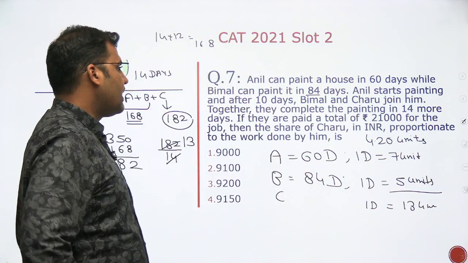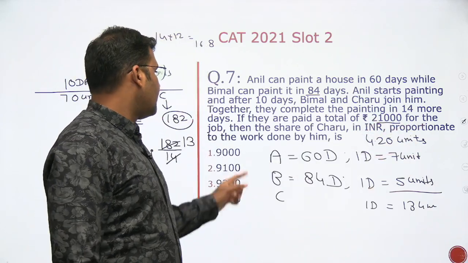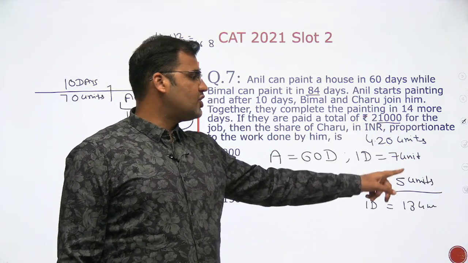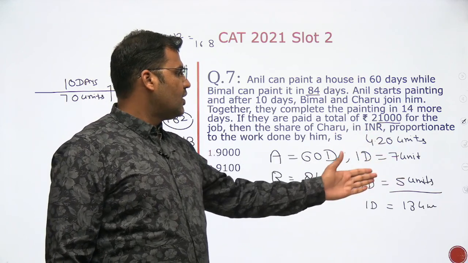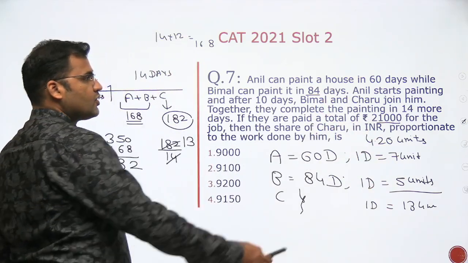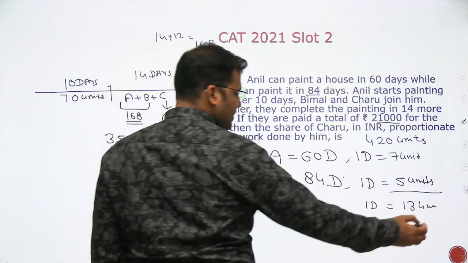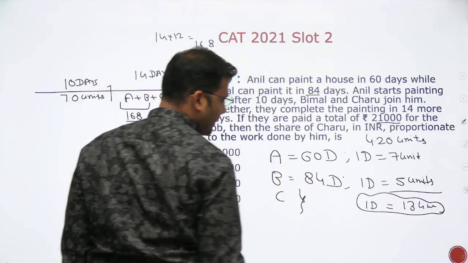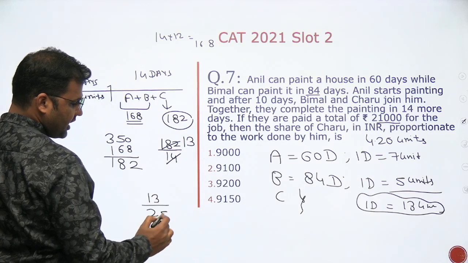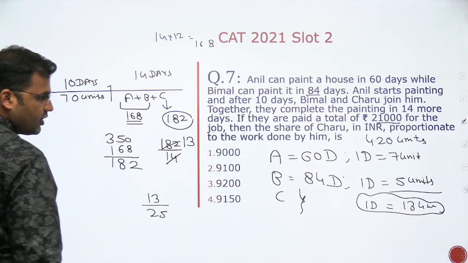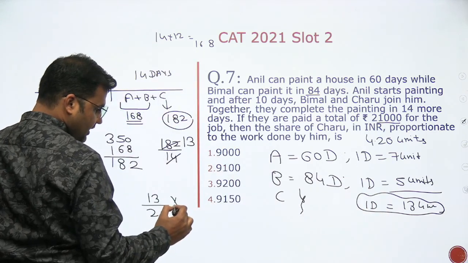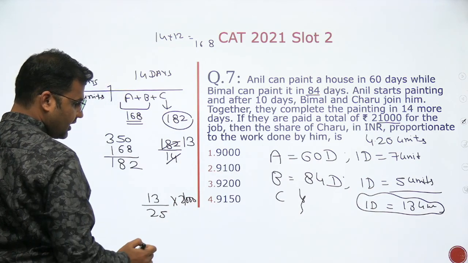Now you are supposed to find out, they paid a total of 21,000 rupees, then the share of Charu in proportion to the work done by him. So we know ki jo paise milenge wo units pe depend karega, jo zyada kaam karega usko zyada paisa. So the units ratio will decide ki kis ratio mein wages ka distribution hona hai. So wages total hai 21,000, usme se C ke hisse mein 13 ka part aana chahiye, 13 out of 25. 7 ye kar raha hai, 5 ye aur 13 ye, 25 units mein 13 unit kaam kar raha hai, to 21,000 rupaye mein usko isi ratio ke hisaab se paisa milega, right?